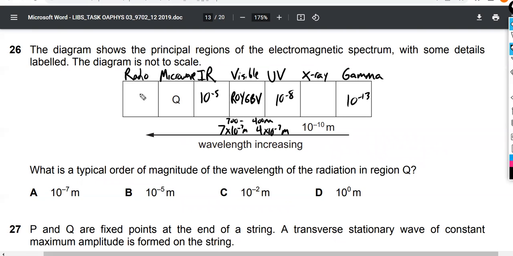And so, 10 to the negative 1. And so microwave would be 10 to the negative 2. The only answer that's reasonable here for microwave would be 10 to the negative 2 meters, because this one would be infrared, this one would be visible, and this one would be radio. And so none of those are region Q. Only choice C, 10 to the negative 2 meters, would correspond to that part of the EM spectrum.